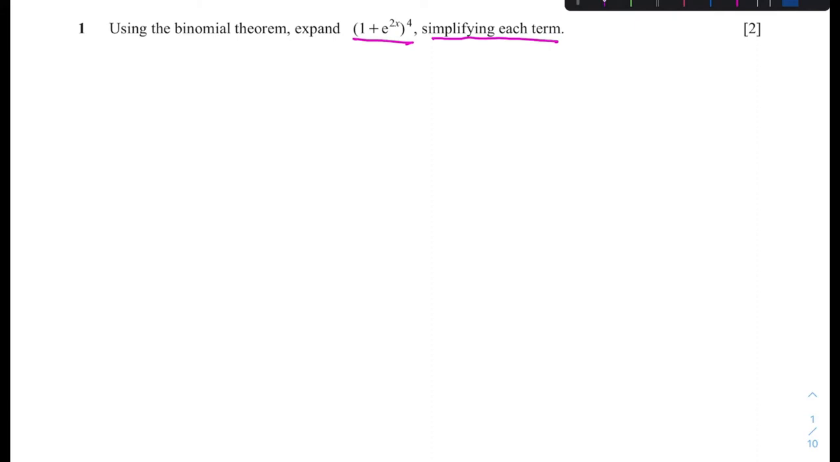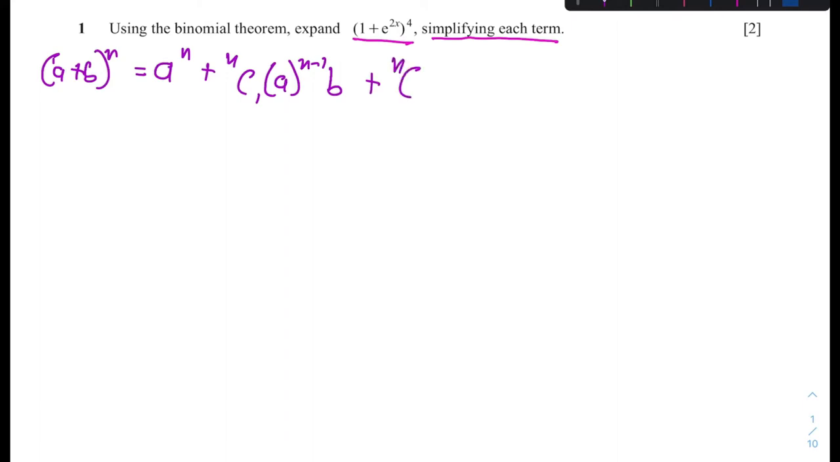But I like to write the same formula this way. Let's say a plus b to the power n. I like to go with a to the power n plus n combination 1, where a will reduce by 1 and then b, and then I have n combination 2, a will reduce by 2 and b gains 2. So this is how I like to write it because it makes sense to me this way.